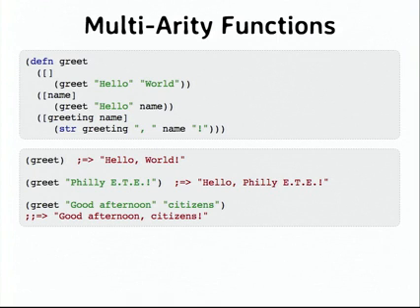And you'll see the 0 and 1 argument versions actually call the 2 argument version. So this function can call itself by providing some values for those default arguments. And then I can call it with any number of arguments, and I get different results back.